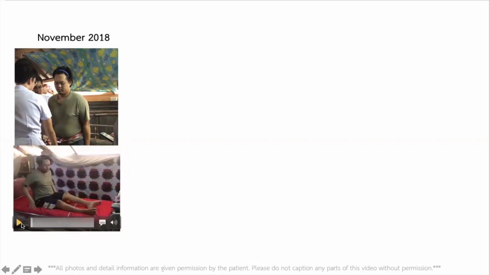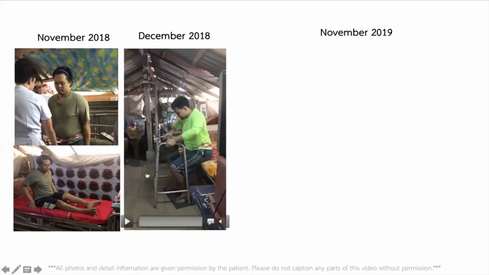After talking with his family, we said he has the potential to walk by using a walker, and it would be better if we could have a level floor surface for him. After that, only a week later, they found a material to construct a new floor. As you can see, in December the surface was already changed. It is very level and smooth.